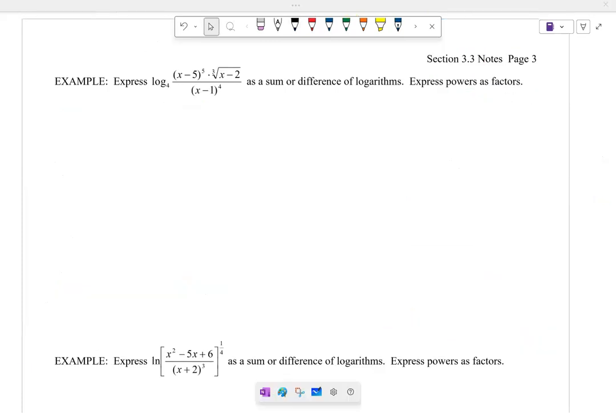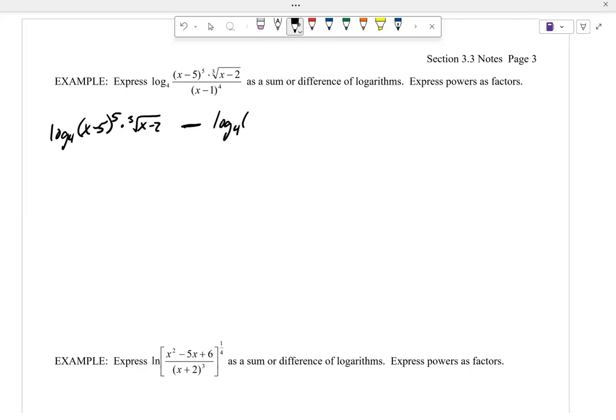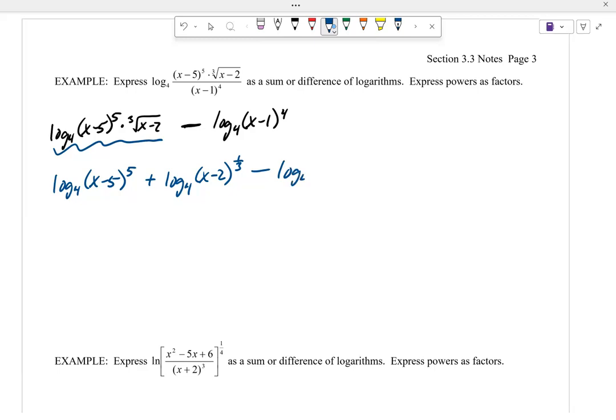So here we've got log base 4 of the top. I'm going to expand this. Log base 4 of the top times the 3rd root of x minus 2 minus, so I'm going to use the quotient rule, log base 4 of that x minus 1 to the 4th. Now I'm going to use the product rule on that one. So I've got log base 4 of x minus 5 to the 5th plus log base 4 of the 3rd root of x minus 2. Well, the 3rd root of x minus 2 is x minus 2 to the 1/3. And of course, we still got this minus.